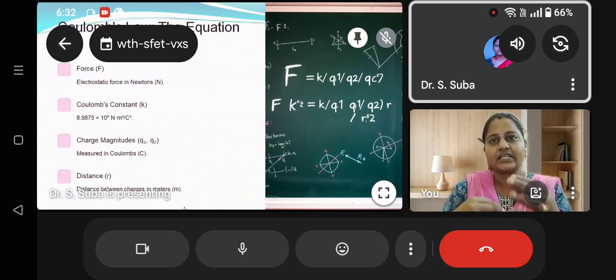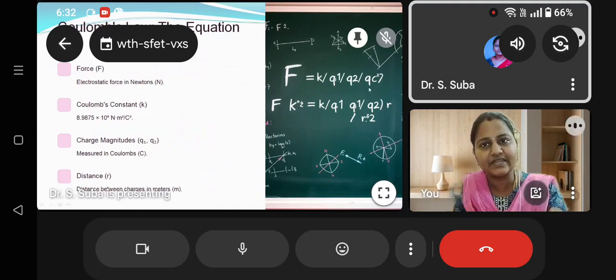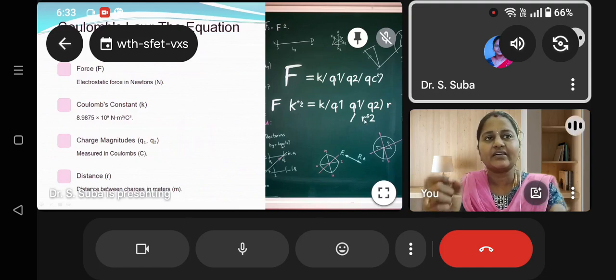The specific value of k is calculated using the formula k equal to 1 by 4 pi epsilon naught. The epsilon naught is 8.854 into 10 power minus 12 C square per newton meter square. What is the role of k? It determines the strength of the electrostatic force in vacuum.